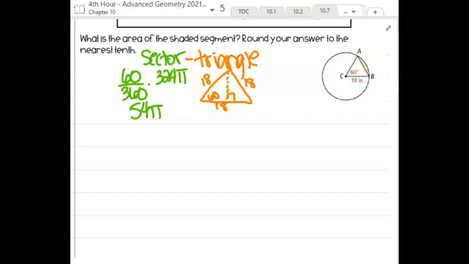You guys are going to get real excited whenever I get ready to cut it. I took the 60-degree angle, I cut it in half, and it gave me a 30-degree angle. So what kind of triangle do I have? A 30, 60, 90 triangle.